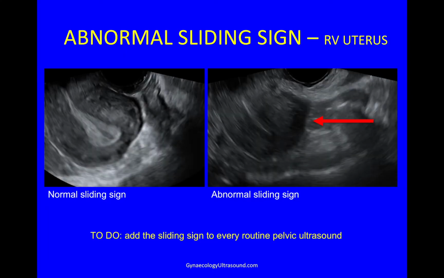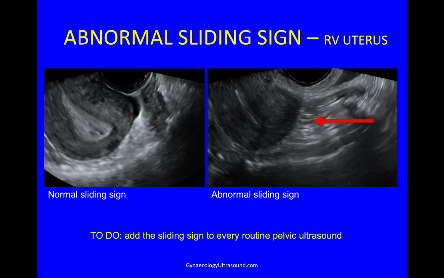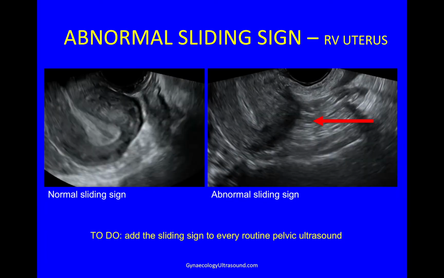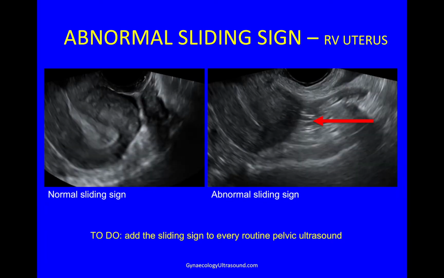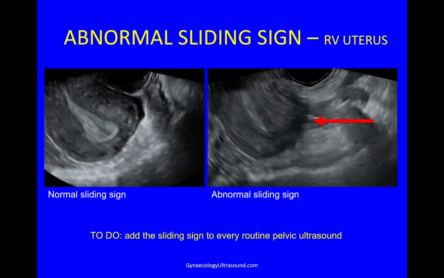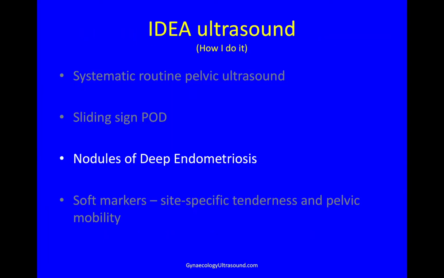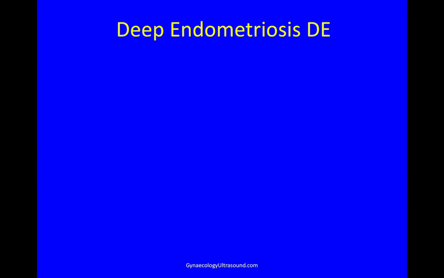So we should really add the sliding sign to every routine pelvic ultrasound. It's quite quick to learn. You just have to concentrate and repeat it. And once you know how to do this, you'll make a huge difference, because this raises a real suspicion of the presence of endometriosis. Next, though, we look for nodules of deep endometriosis.